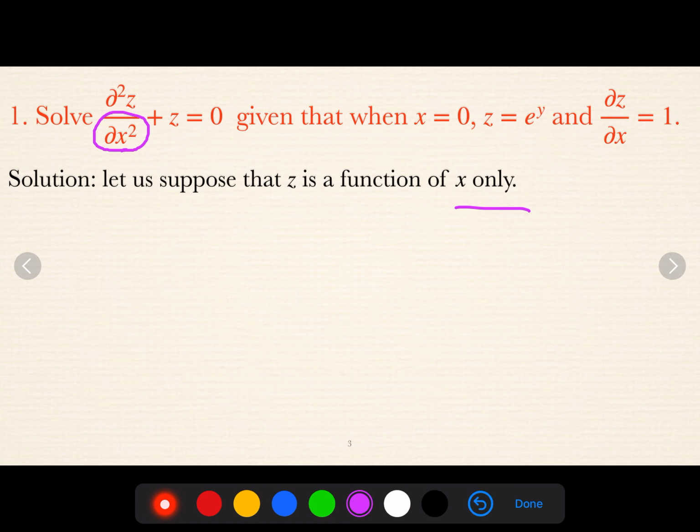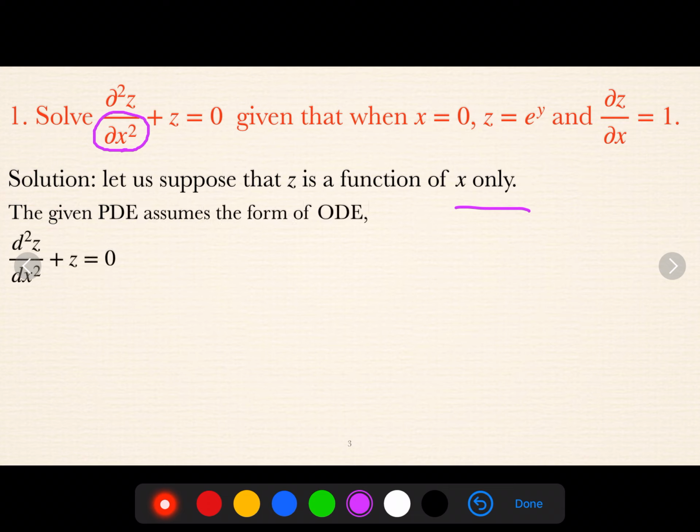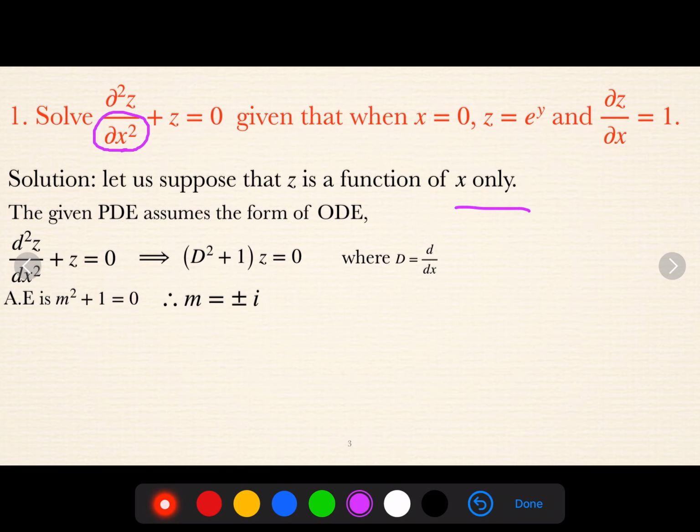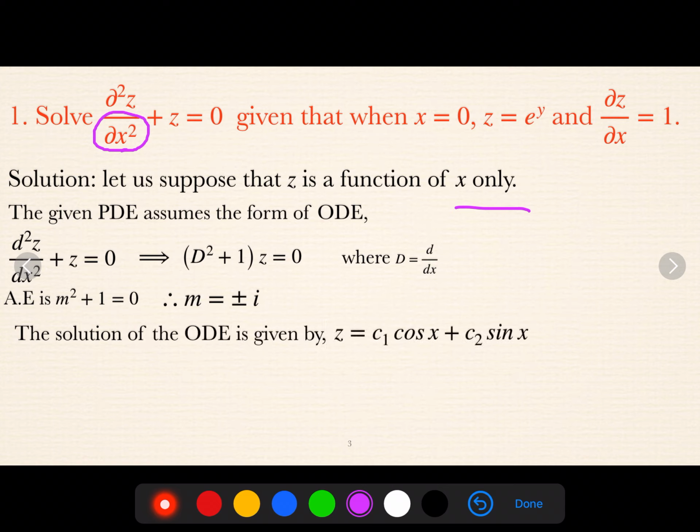It is a single variable function, so the PDE can be treated as an ordinary differential equation, that is d square z by dx square plus z is equal to 0. Introduce the operator D, where D is equal to d by dx, and write the auxiliary equation by replacing D with m. We get m square plus 1 is equal to 0. Solving, we get m is equal to plus or minus i. These are complex roots, so this is case 3 in writing the complementary function. The solution is z equal to C1 cos x plus C2 sin x.